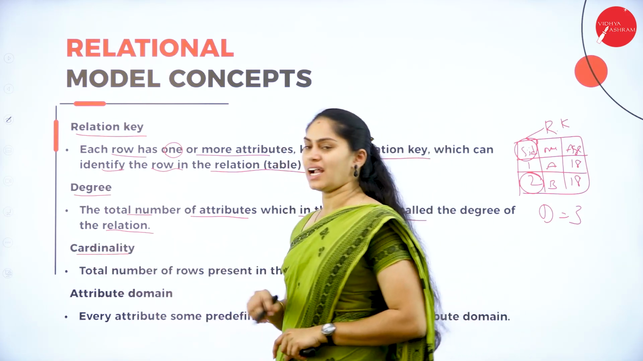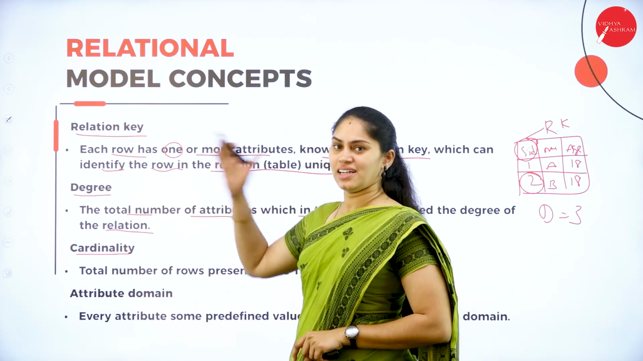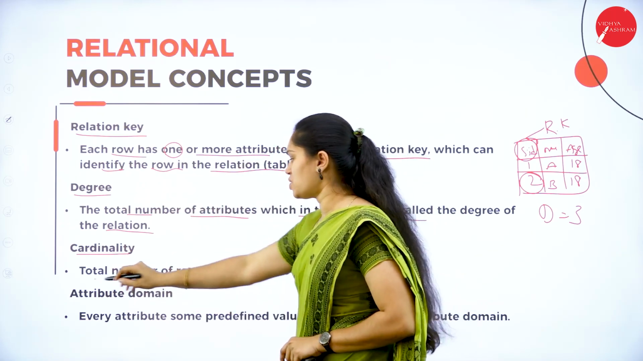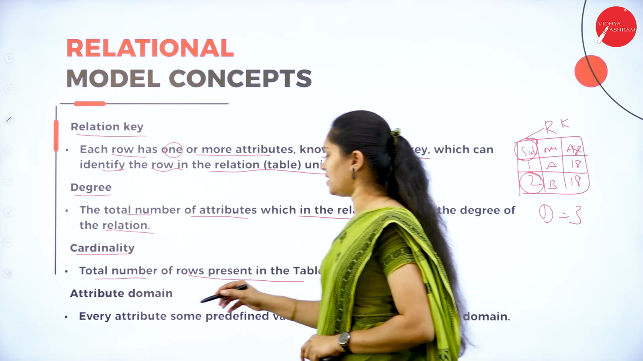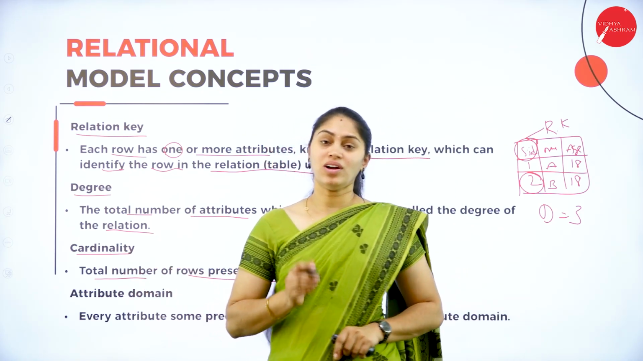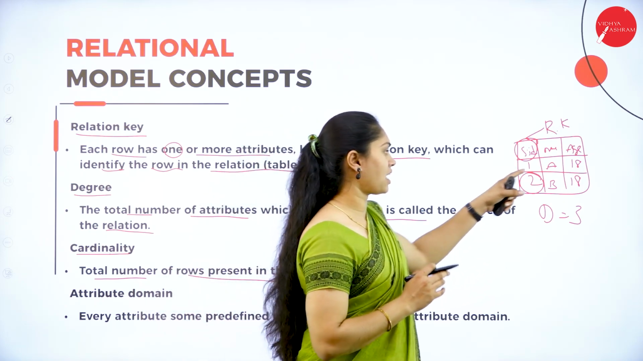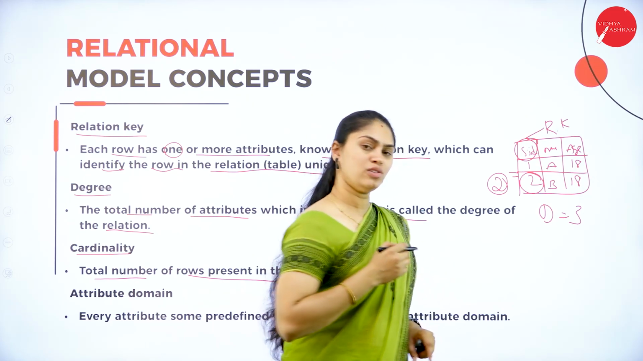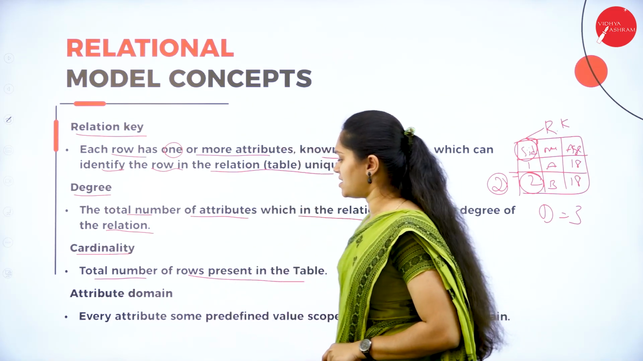Then what about this cardinality? Degree is related to attributes and cardinality is related to rows here. So the total number of rows in the table will be considered as what? Cardinality. Then what is the cardinality of this table? That is 2. Why? Because we have 2 rows here. We'll see the next concept.